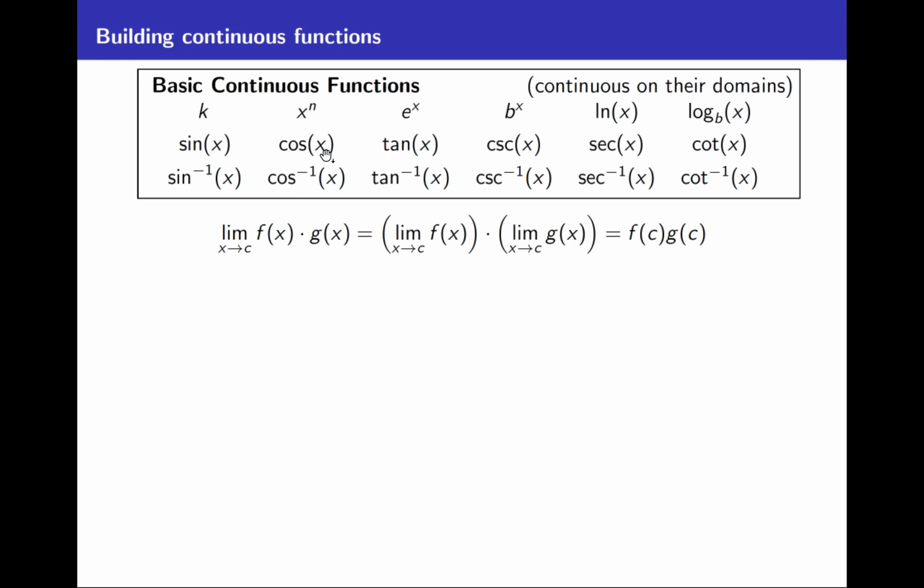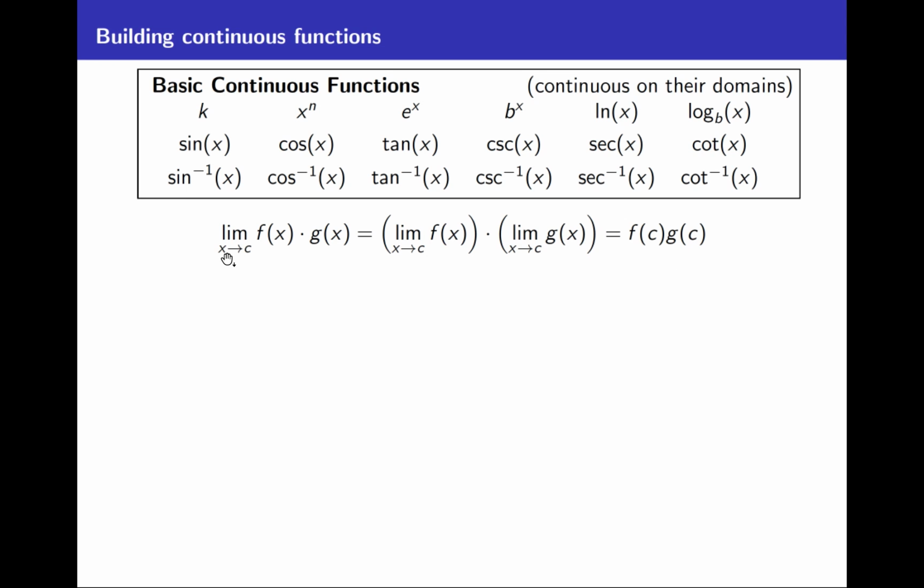Now, you can combine functions f of x and g of x that are continuous on their domains and get other continuous functions. For example, think about this limit law for the product. Let's say that f and g are both continuous on their domains, and both continuous at c. Look at the limit as x approaches c of f of x times g of x. We have a limit law that says that's the limit as x approaches c of f of x times the limit as x approaches c of g of x. And because f and g are continuous at c, the first limit equals f of c, and the second limit equals g of c.